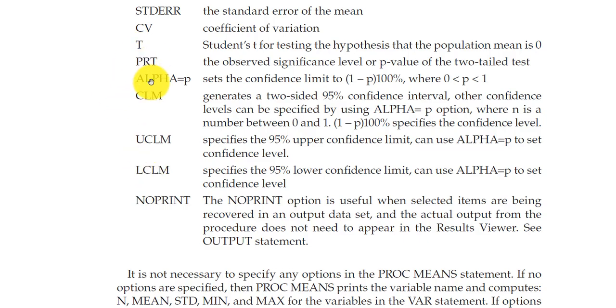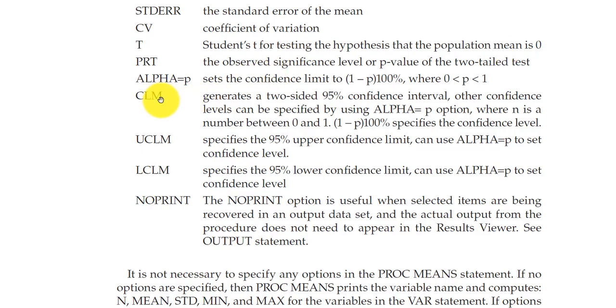Near the bottom of this list, we have a T statistic and PRT. These are conducting a test for whether a population mean is equal to 0 or is something different. PRT is the observed significance level, or p-value, for that two-tailed test, and this is much briefer perhaps than using the mu0 option that we saw in the univariate procedure.